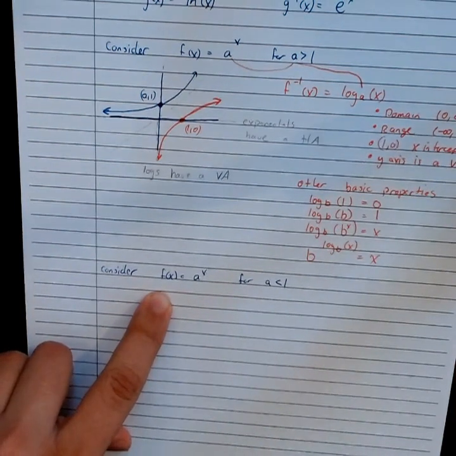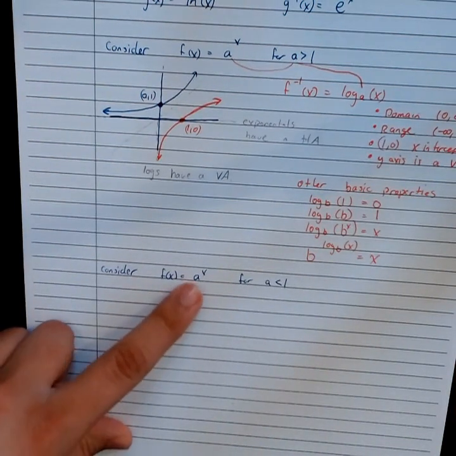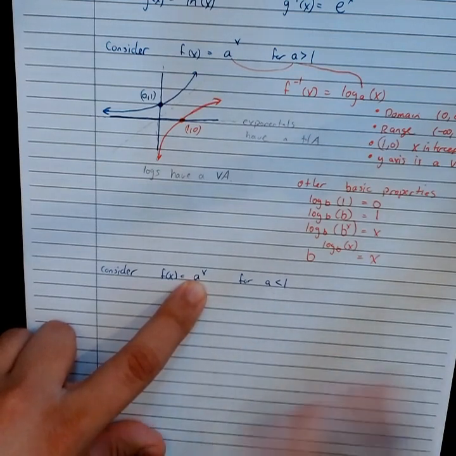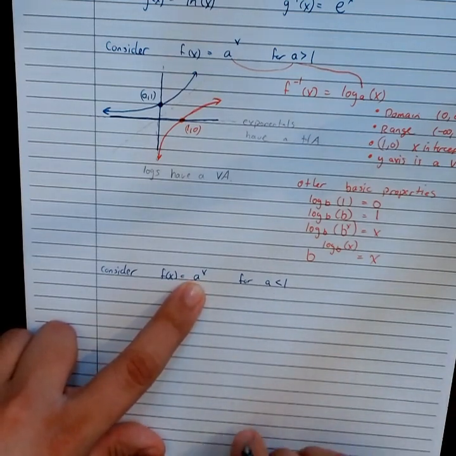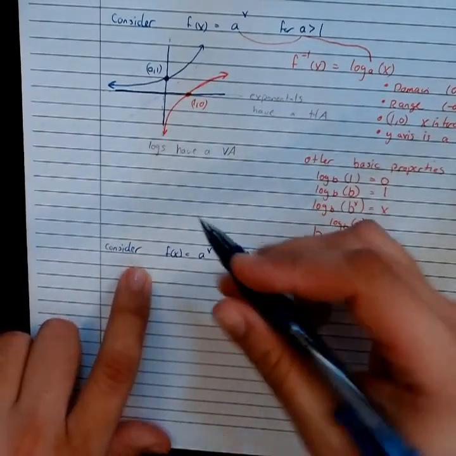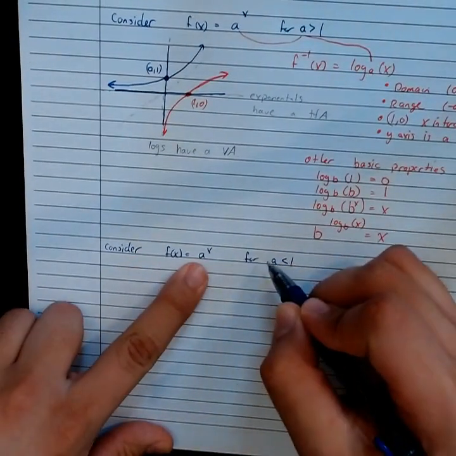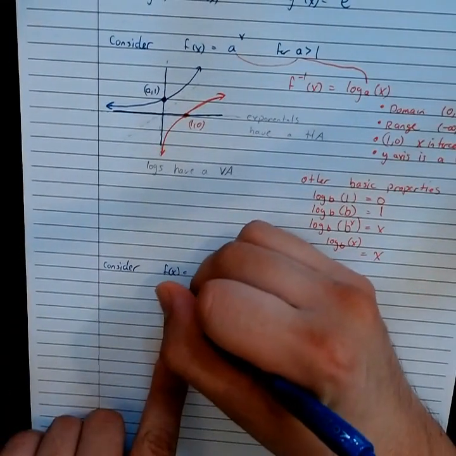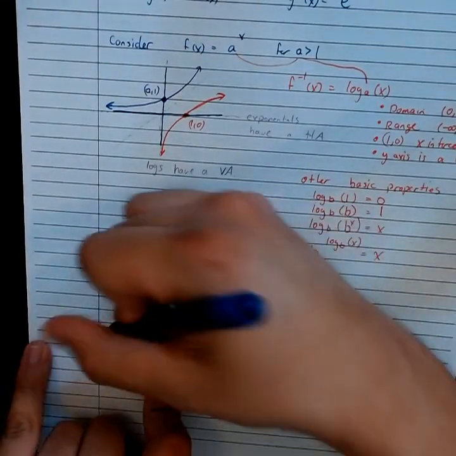Now remember, when we say less than 1, exponential functions should have a positive base. So when we say greater than 1, we still mean, when we say less than 1, we still mean greater than 0. So this should be positive. So somewhere between 0 and 1. All right, well, if that's a number that's less than 1, then this must be the exponential decay graph. And we know what that looks like.